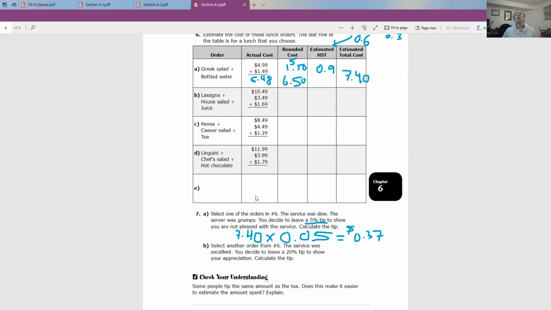Okay, once you do that, select a different price, and this time calculate a 20% tip. So multiply the estimated cost by 0.20.